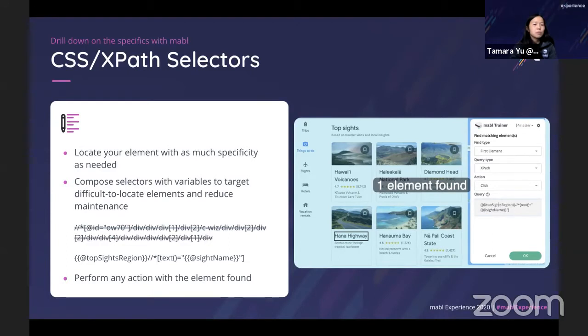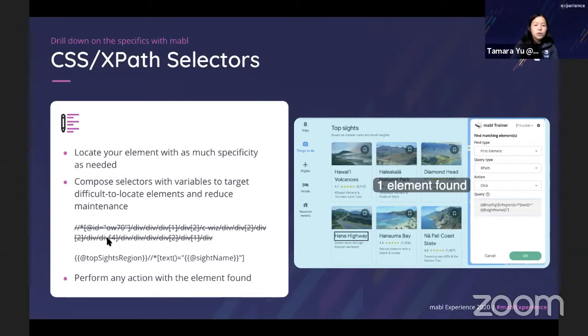Because XPath is more powerful and versatile than CSS, that's what I'm going to focus on today. So first, you want to avoid full XPaths. Instead, you want to construct your XPath queries relative to landmark elements using stable attributes. For example, you can create an XPath for a context node, such as the top site region on this page, and then use that as a prefix for target elements within that context.